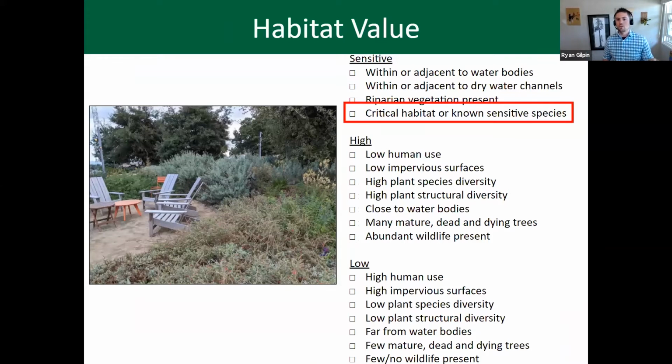Okay, so let's talk a little bit about sensitive habitats. So maybe some of you noticed that one of our checklists here on our sensitive habitats is critical habitat or known sensitive species. So how the heck would we figure this out in California? What would we do? So I'll give you a little example here.